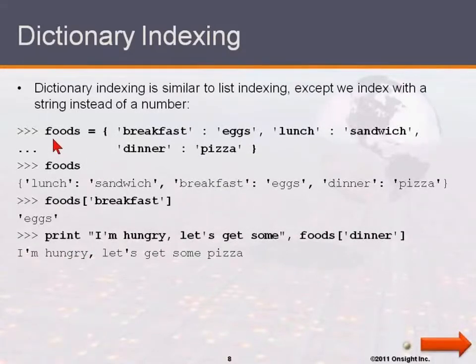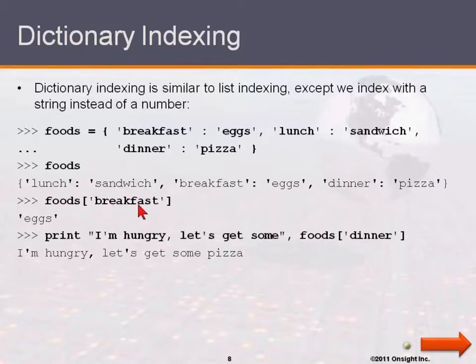So let's create the dictionary foods. Foods has 3 pairs. We have breakfast, eggs. Key lunch, value sandwich. Key dinner, value pizza. So when I look at foods, I see lunch is sandwich, breakfast, eggs, dinner, pizza. Once again, the order is not expected to be the same as we created it, and we don't expect it to be.